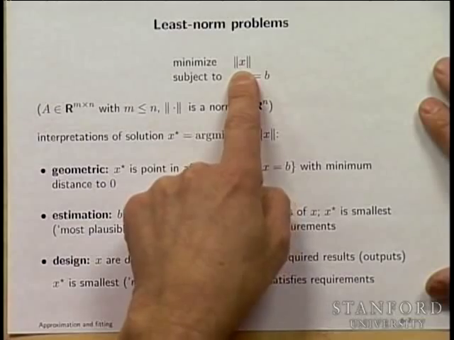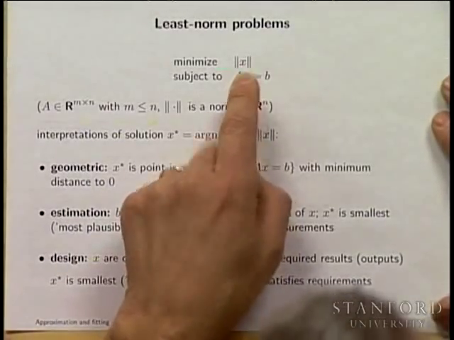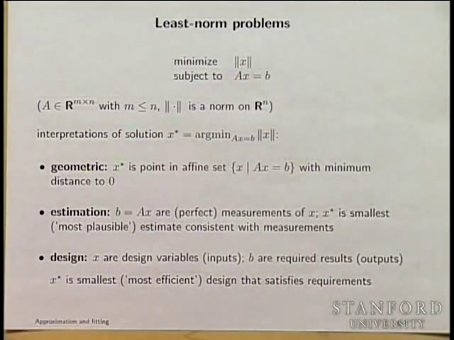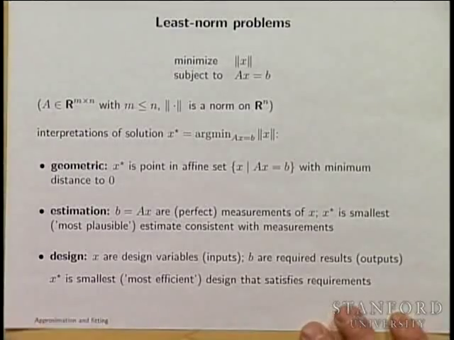If someone says to you, please estimate X, the answer at that point is I cannot possibly. You have to combine that with prior information about X to say anything intelligent about X. Because in fact, any X that satisfies AX equals B is consistent with your perfect measurements. So norm X then becomes an implausibility measure. If norm X is large, that means it's implausible. You assume it's more likely that X is small than large. And this says find me the most plausible X.